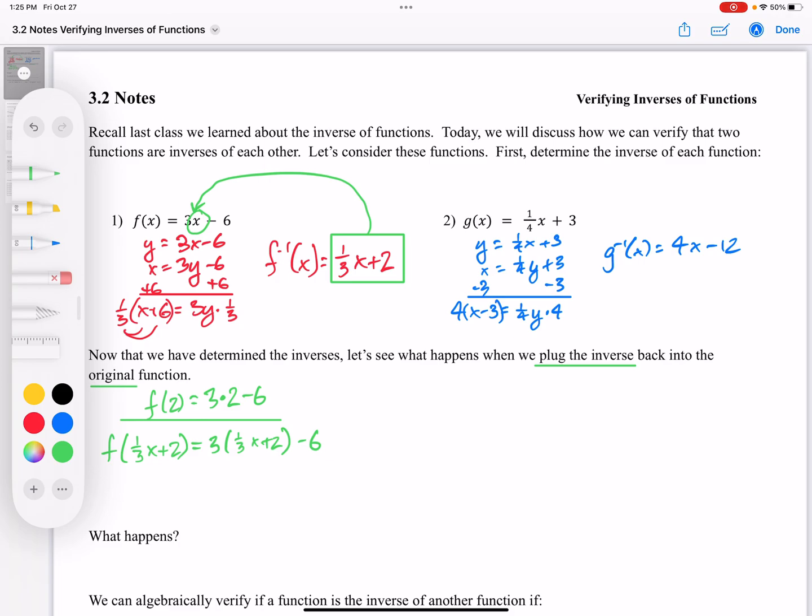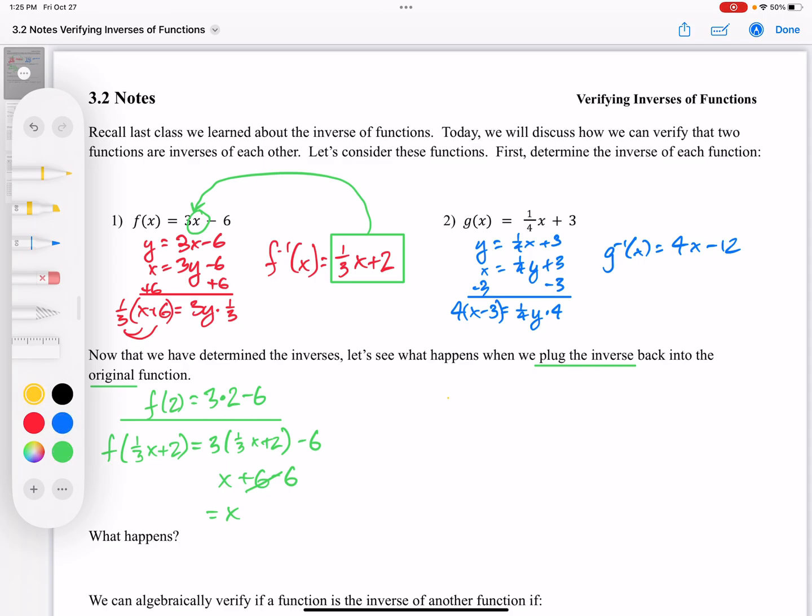Okay? So let's simplify this. 3 times 1/3 is just 1, so I don't have to write that. 3 times 2 is 6, plus 6 minus 6, and that part subtracts away. So I'm left with x. Interesting. What happens when I do it the second time?